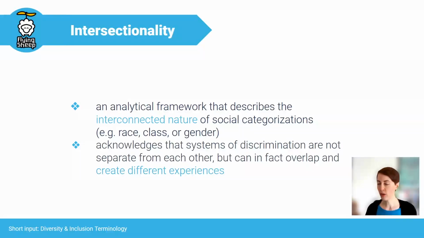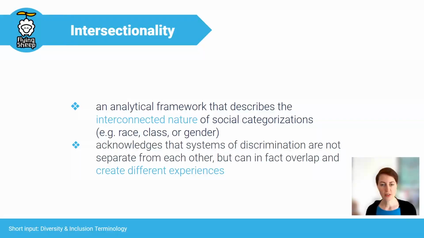Another term you might hear very often in discussions around diversity and inclusion is intersectionality. The term was coined by a feminist scholar and lawyer called Kimberlé Crenshaw as early as the 80s, but it's been more in use today. It's an analytical framework that describes the interconnected nature of social categorizations like, for example, race, class, or gender. And importantly, it acknowledges that systems of discrimination or disadvantage are not separate from each other, but they can actually overlap and create entirely different experiences of discrimination.